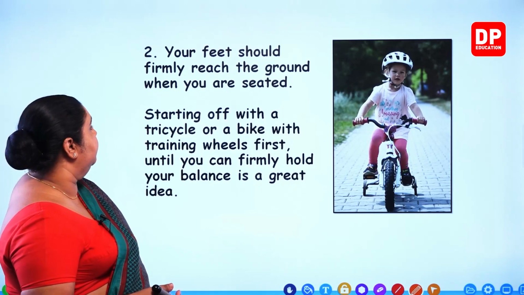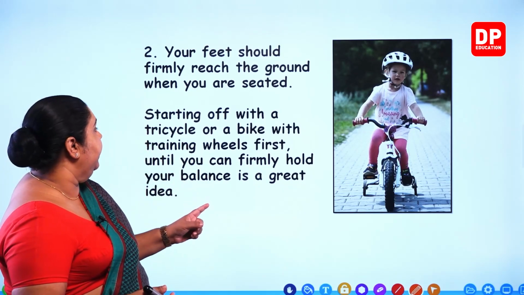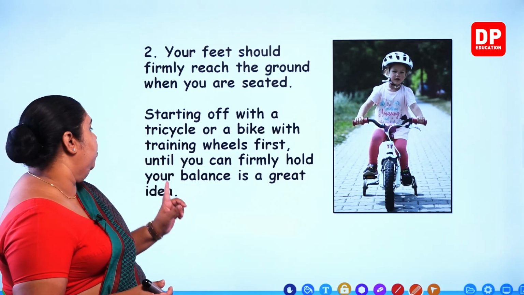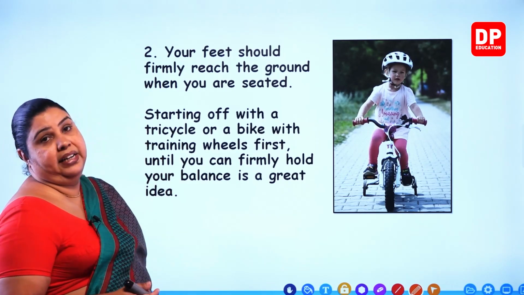Starting off with a tricycle or a bike with training wheels first, until you can firmly hold your balance is a great idea.